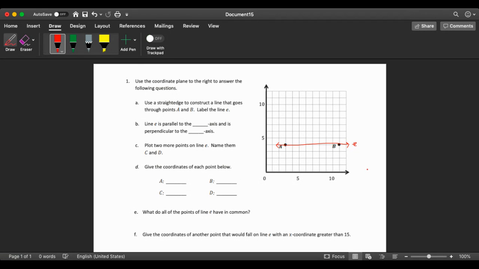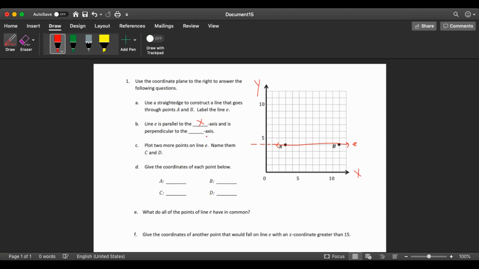All right, it says line E is parallel to the what axis? Okay, remember, parallel lines are lines that are always going to be the same distance apart and they are never going to intersect. So this is the x-axis. This is the y-axis. So if I think about this line, it would continue straight on through here, which means it is not parallel to the y-axis because it's going to intersect it, right? So it is parallel to the x-axis. It will always be this many spaces between the line E and the x-axis. So it is parallel to the x-axis.